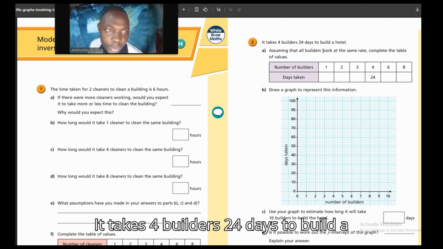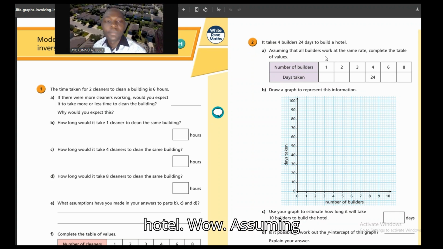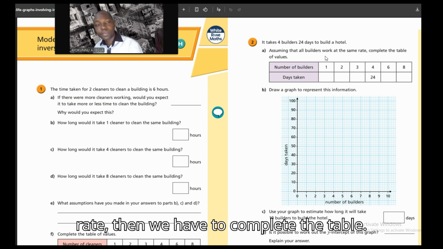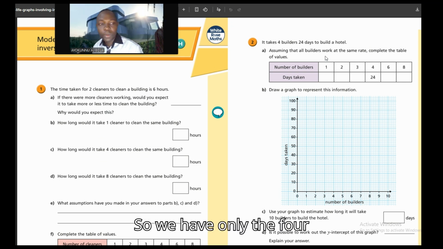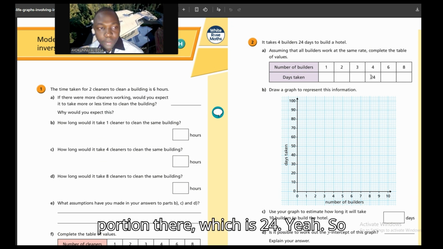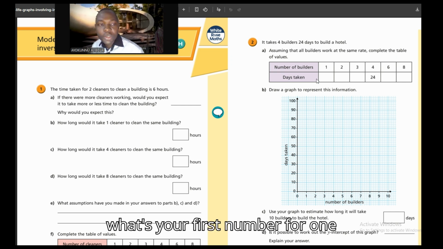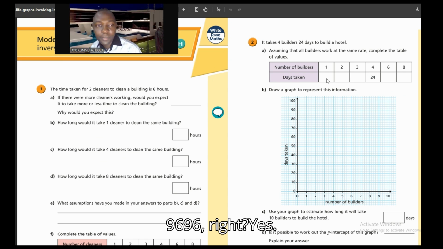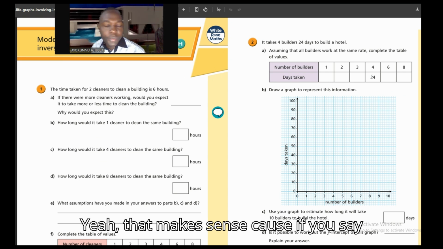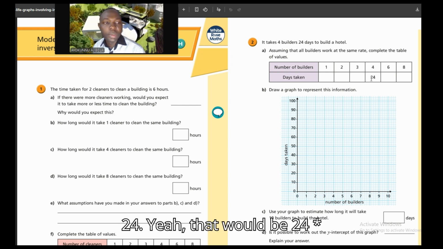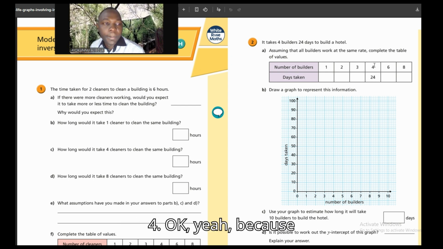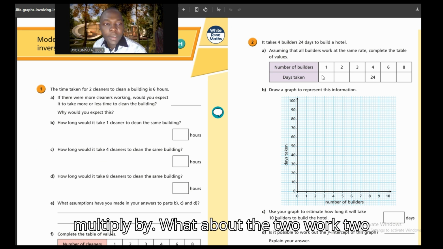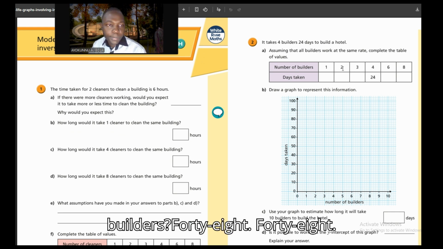It takes four builders 24 days to build a hotel. Assuming that all the builders work at the same rate, then we have to complete the table. So we have only the four portion there, which is 24. So what's your first number for one builder? 96. Yes, that makes sense, because that'll be 24 times 4, as it's the 24 days for each person, so you multiply.